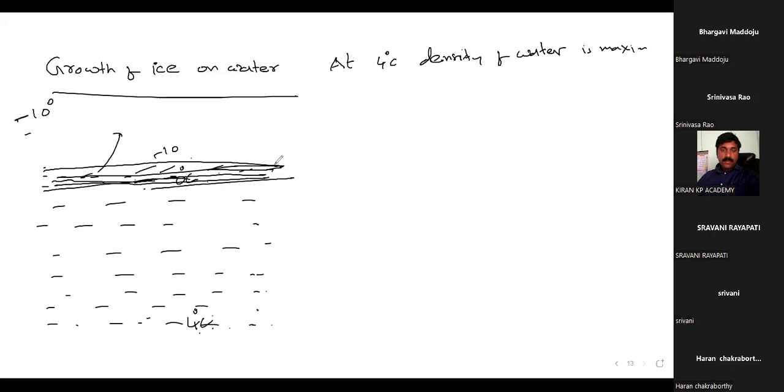Now, in this case, how do we calculate the growth of ice? At what rate will the ice increase? That point is very important, and that is what I'm going to calculate now.